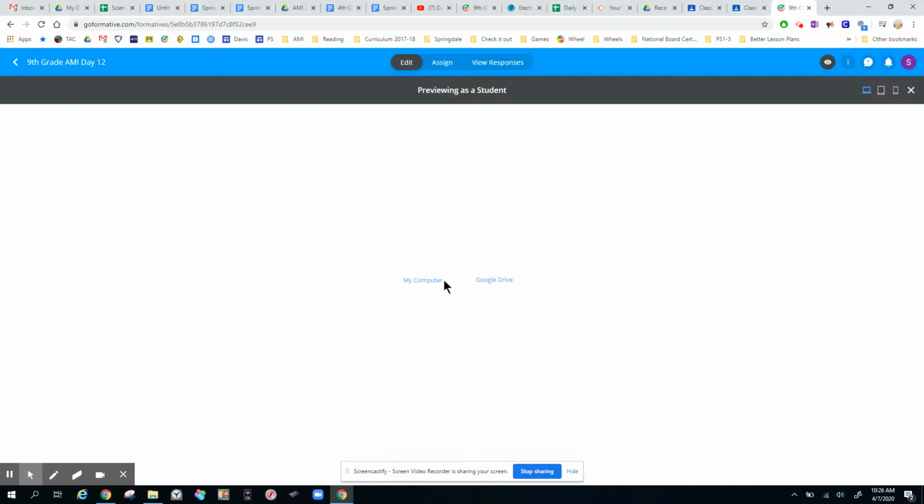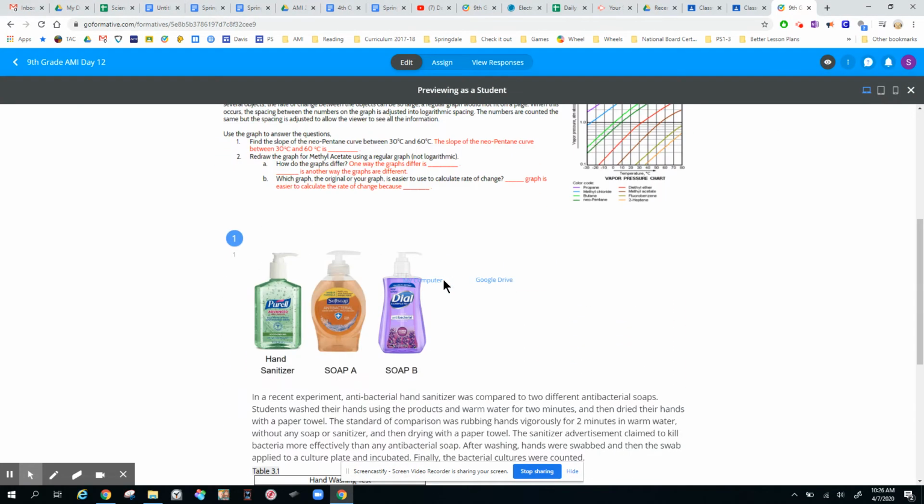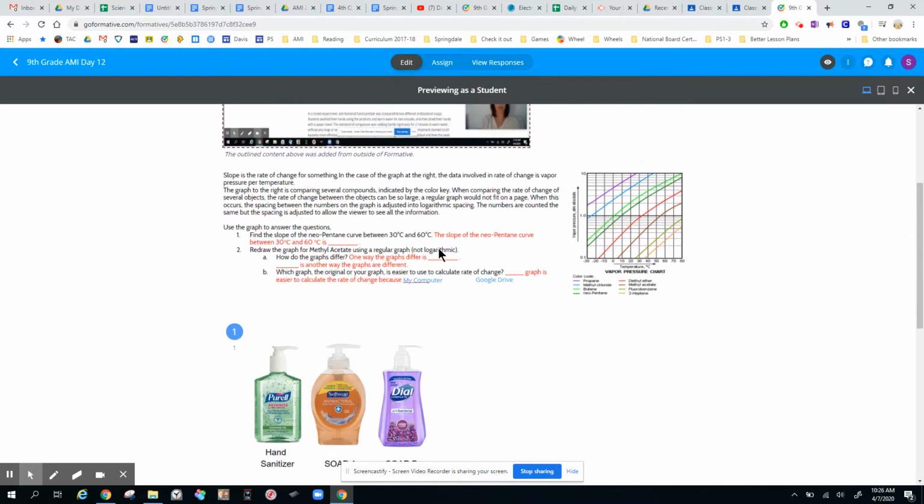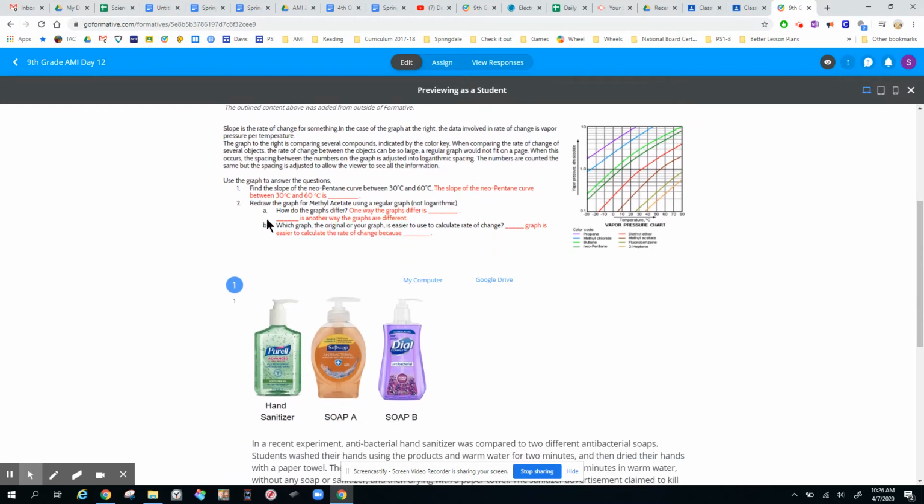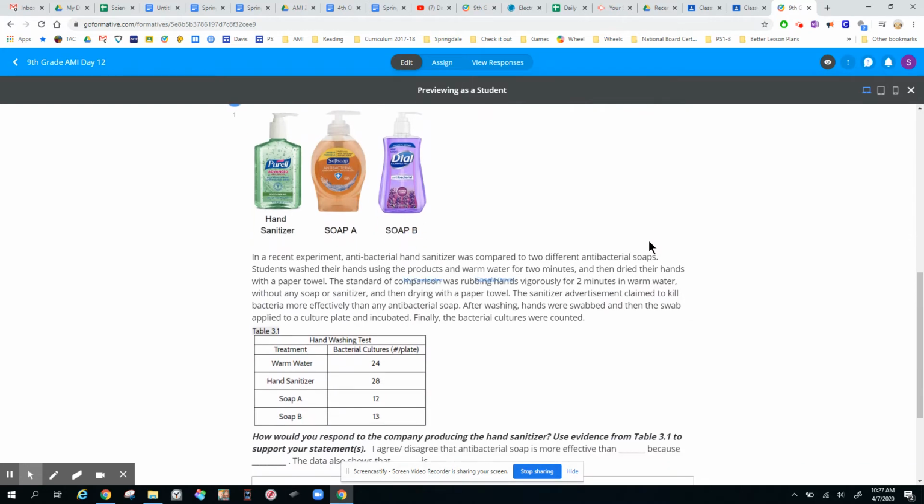So this is ninth grade science AMI day 12. And I know that this is what your packet shows, this logarithmic graph with these questions. But after a long time of trying to figure out how in the world I'm going to make sense of that to you, I decided we won't do it. So we're going to do this one instead.